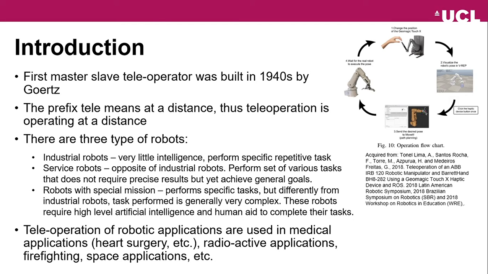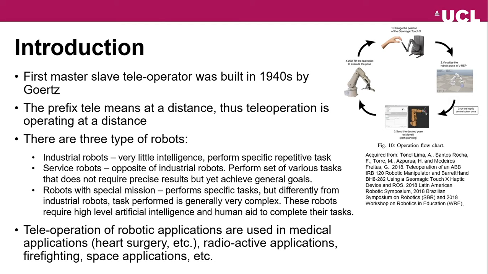And the third category where teleoperation is being applied is robots with special missions. They perform specific tasks just like industrial robots, but different from industrial robots, the tasks are generally very complex. These robots require high level of artificial intelligence and human aid to complete their tasks. And usually the human aid is given through the teleoperation system.